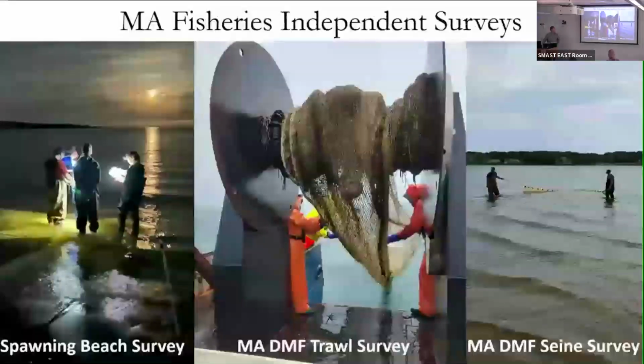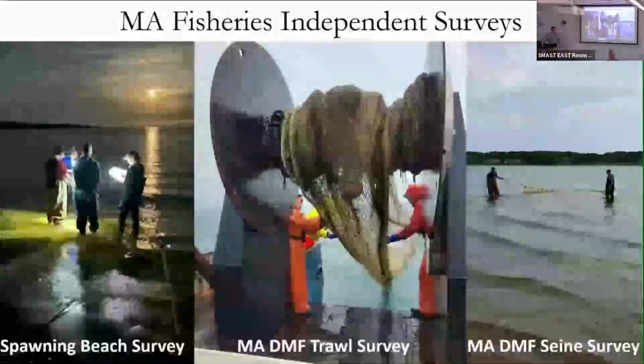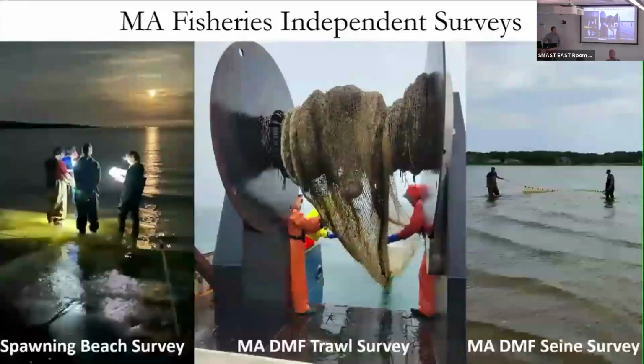So now I'm going to move on to our fisheries independent surveys. These are our scientific surveys that monitor crabs. They have nothing to do with the commercial fishery. So we'll be talking about our spawning beach survey, Mass DMF trawl survey, and Mass DMF seine survey. These are the three surveys we have in the state to monitor abundance.